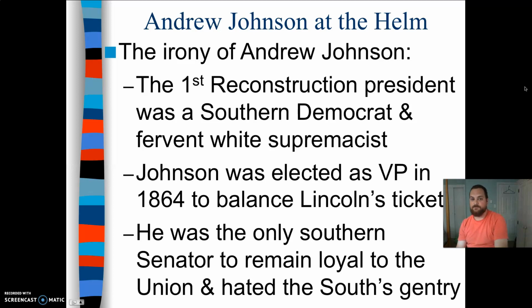And Andrew Johnson is really the most ironic president in history. He was chosen by Lincoln to be vice president, basically to get Democrats to vote for Lincoln in the North. He was a Southern Democrat from Tennessee. He was a white supremacist. He did not like black people.